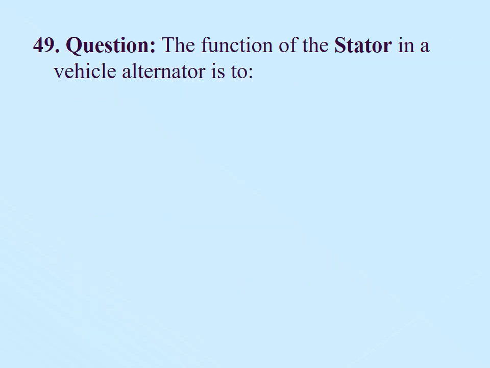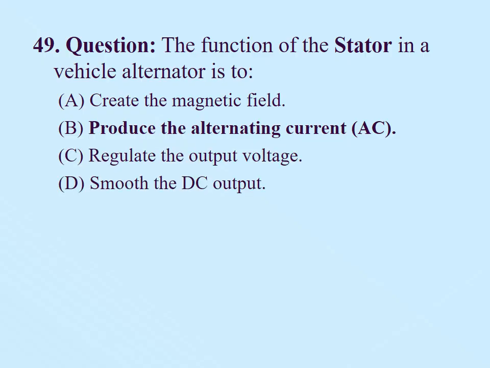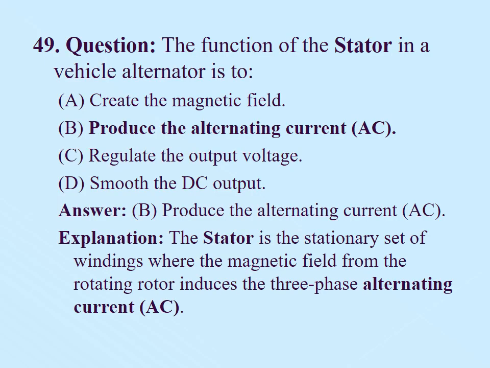Next question, question number 49. The function of the stator in a vehicle alternator is to: A, create the magnetic field; B, produce the alternating current; option C, regulate the output voltage; option D, smooth the DC output. Answer is B, producing the alternating current. The stator is the stationary set of windings where the magnetic field from the rotating rotor induces the three-phase alternating current, meaning AC current.